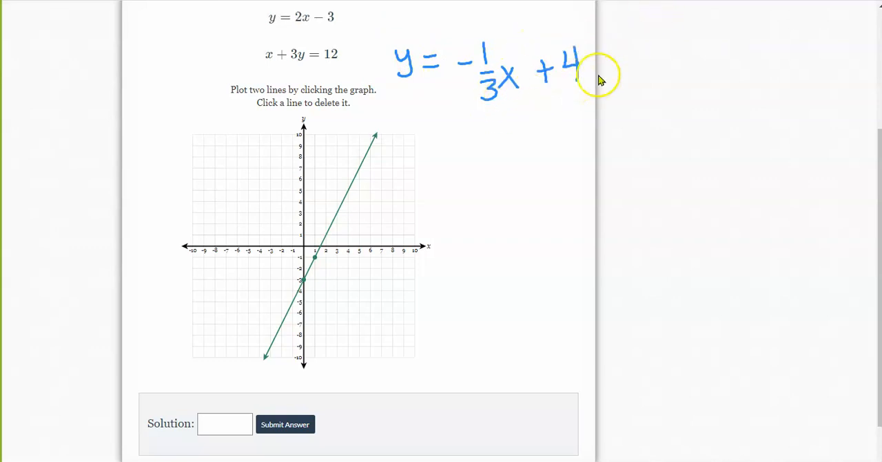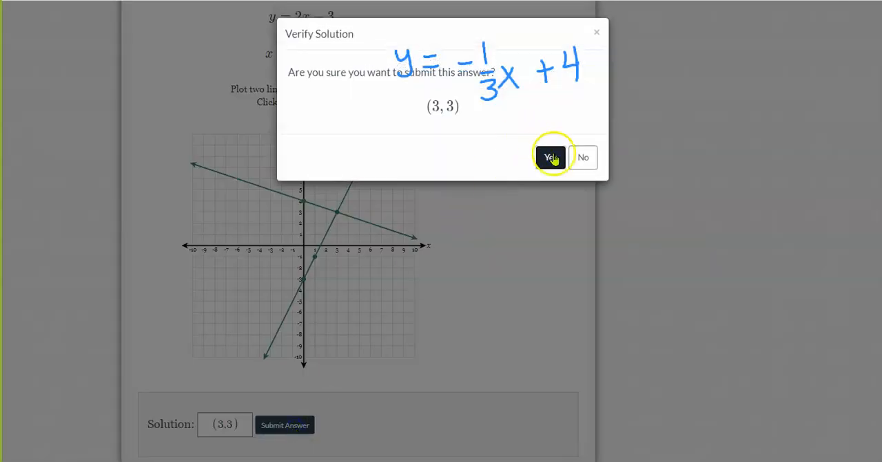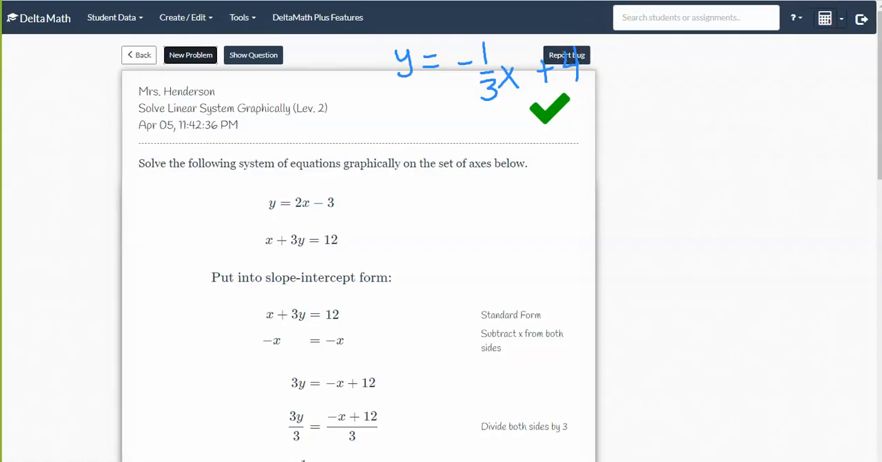to slope-intercept form. Again, my y-intercept is 4, and my slope is down 1 over 3. So my point of intersection is 3, 3. There we go.